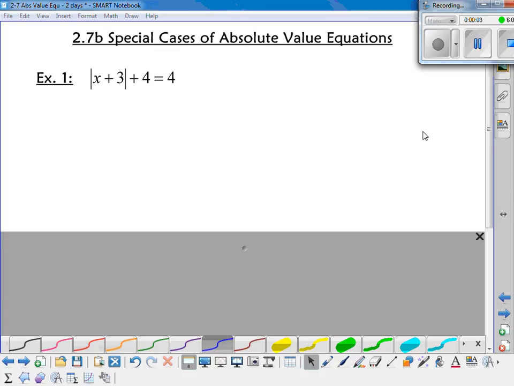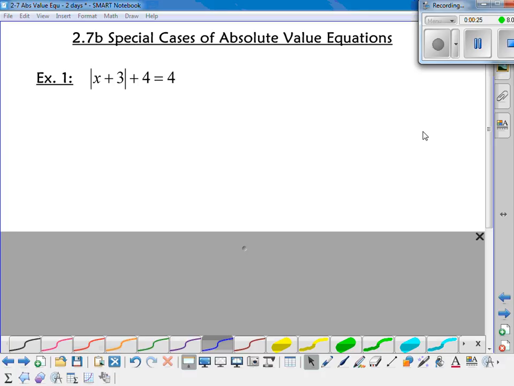Today's video is a continuation of what we learned yesterday. It involves special cases of absolute value equations. So yesterday we learned how to solve absolute value equations, and today we're going to deal with some special cases when we solve absolute value equations. So let's take a look at example 1.